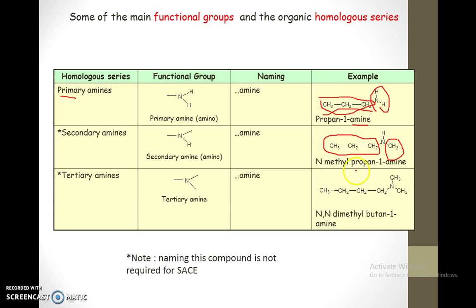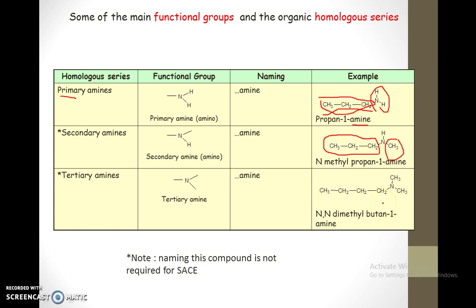Back to the secondary amine. How to give a name for the secondary amine? As usual, we will use the PPS. Amine, and propane, the longest carbon chain, and substituent methyl. So N-methylpropane-1-amine.